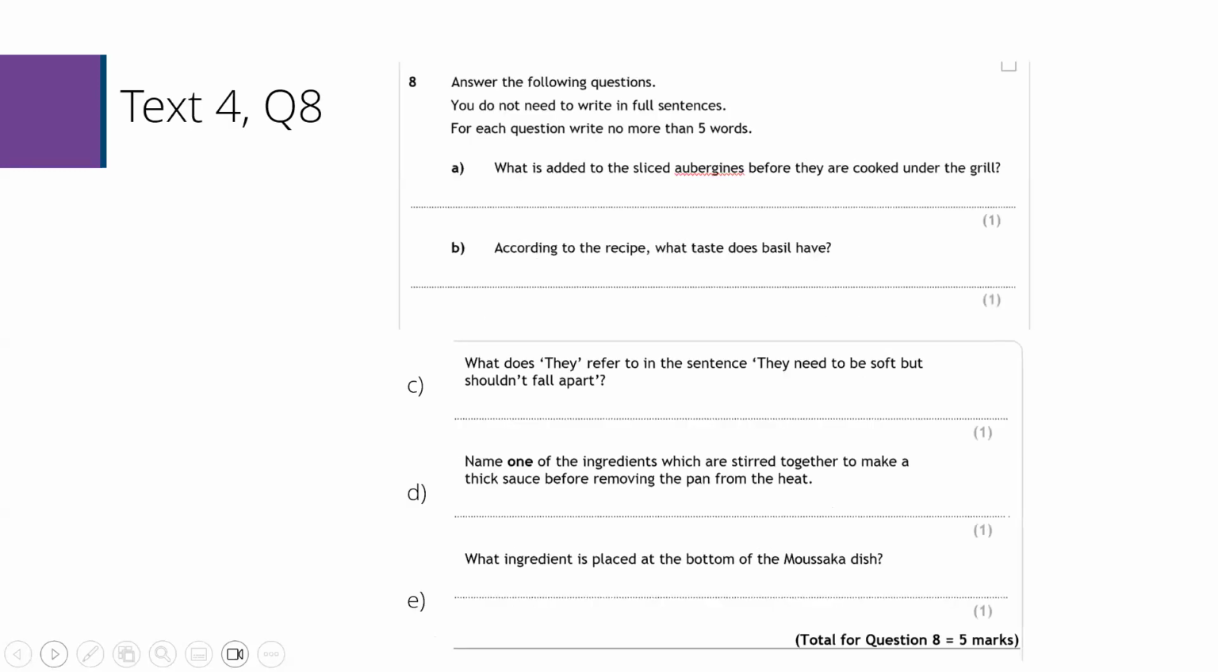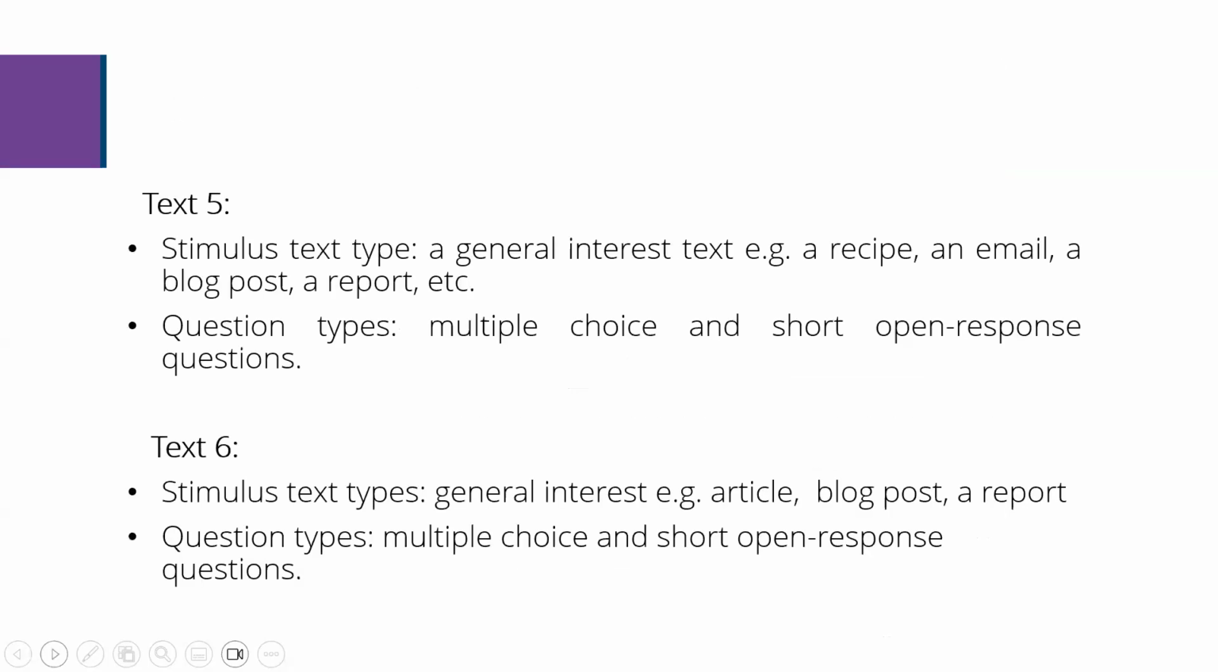And text 4 now, this is on to question 8, and question 8 is again the free response questions, and all the things that we said before about the free response questions: that they don't need full sentences and should be answered concisely, briefly, in no more than 5 words. Okay, and we'll move on now to have a look at text 5 and text 6.